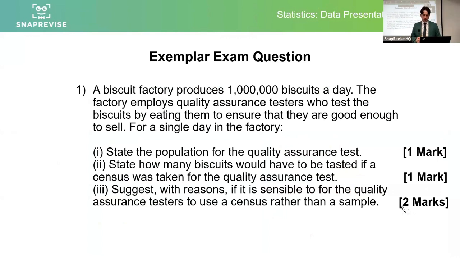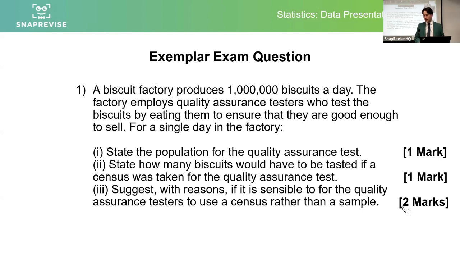Now, here's a good question. And I think I've given the game away a little bit here. A biscuit factory produces 1 million biscuits a day, and the factory employs quality assurance testers who test the biscuits by eating them to ensure that they are good enough to sell. So for a single day in the factory, state the population for the quality assurance test, state how many biscuits would have to be tasted if we're doing a census, and suggest with reasons why we wouldn't use a census. So this is actually very quick.